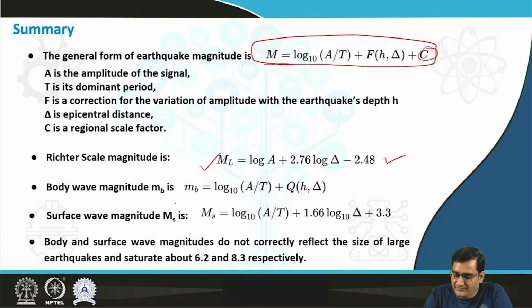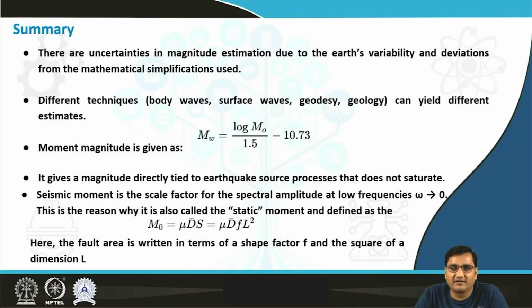Body wave magnitude is represented by m subscript b, and that is equal to log base 10 of A by T, Q(h, delta). Surface wave magnitude Ms is equal to log base 10 of A by T plus 1.66 log base 10 delta plus 3.3. Body and surface wave magnitudes do not correctly reflect the size of large earthquakes and saturate at about 6.2 and 8.3 respectively.